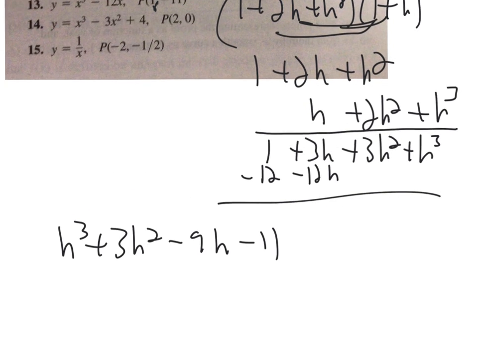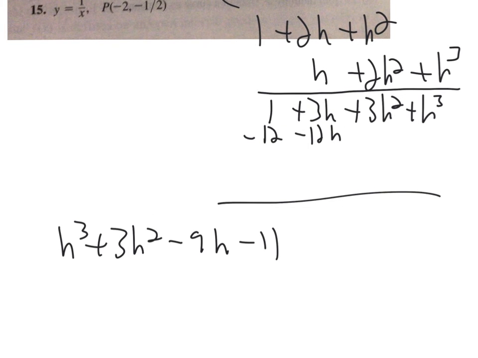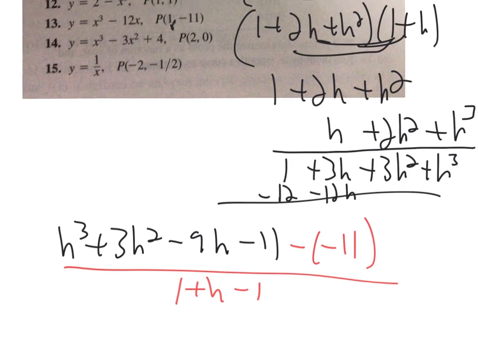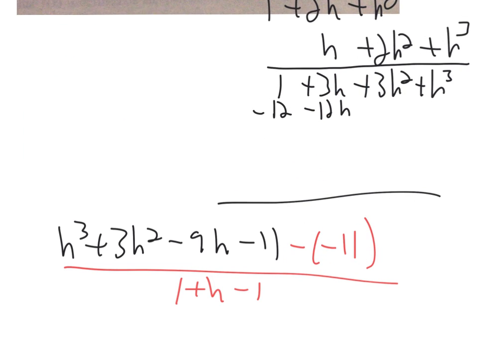The y1 is negative 11. Oh, that's a good thing, I did make a mistake. So minus negative 11. So y2 minus y1 over x2 minus x1. I hope you see that's just h, right? Remember, we substituted it in, what was it, 1 plus h? So 1 plus h minus 1. Let's make sure I got that right. I think it is. Yes.